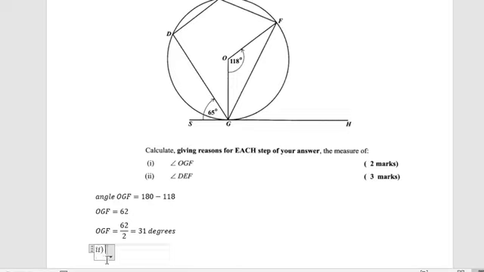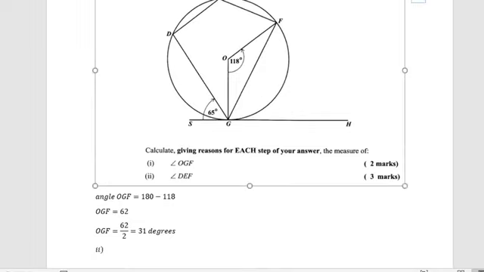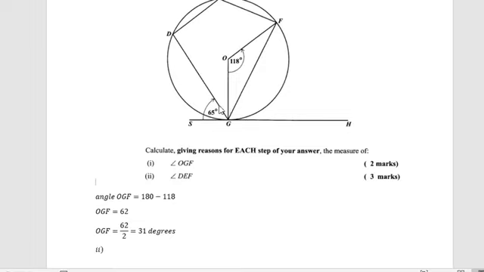Part 2 now says measure angle DEF. So angle OGS, if you can see, the radius from O to G meets this tangent at 90 degrees. So the angle made by the tangent GS to a circle and the radius OG at the point of contact is equal to 90 degrees. So right here, a 90 degrees angle was formed.